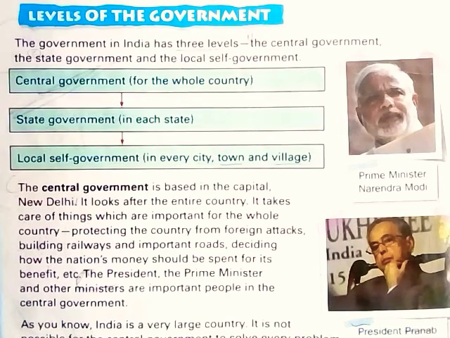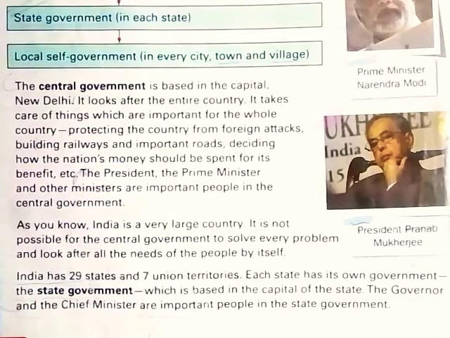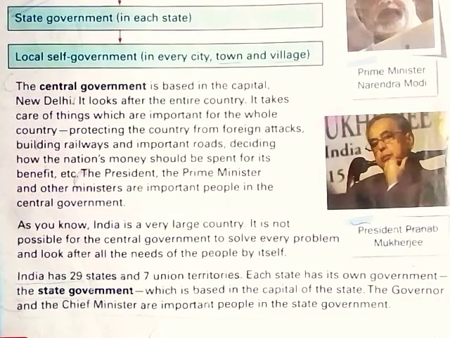As you know, India is a very large country. It is not possible for the central government to solve every problem and look after all the needs of the people. India has 29 states and 7 union territories.